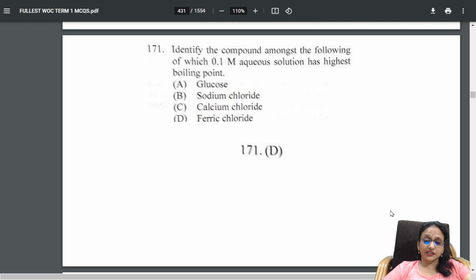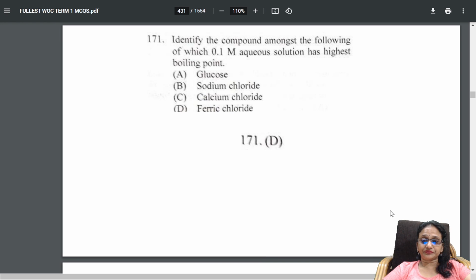Okay, all right. So based on the number of ions here, 2 iron plus 1 chloride, 3 ions are there, correct? Glucose will not dissociate. Sodium chloride has 2 ions. Calcium chloride has 2 plus 1, 3. Yes, but ferric chloride, the valency of that also is higher.